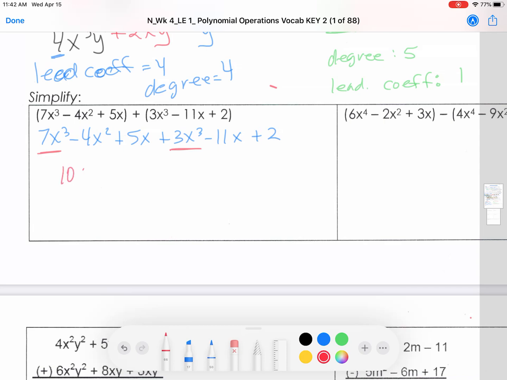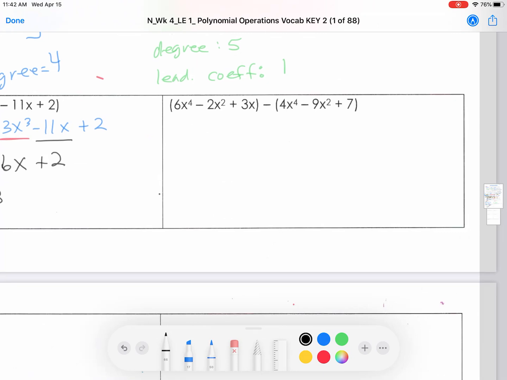So here we have 10x to the third. Then our next term, we've got minus 4x squared, and that's the only x squared term, so it stays by itself. We've got plus 5x minus 11x, so negative 6x, and then plus 2. And you can see it's already in standard form. We have a lead coefficient of 10, and this polynomial has a degree of 3.